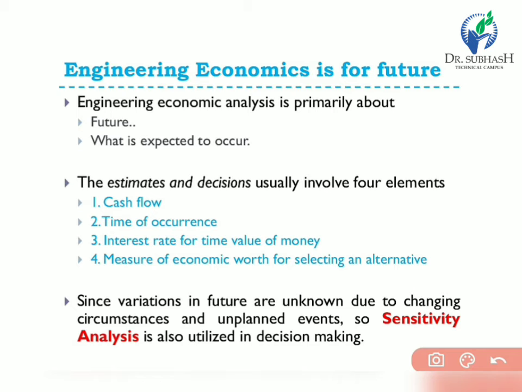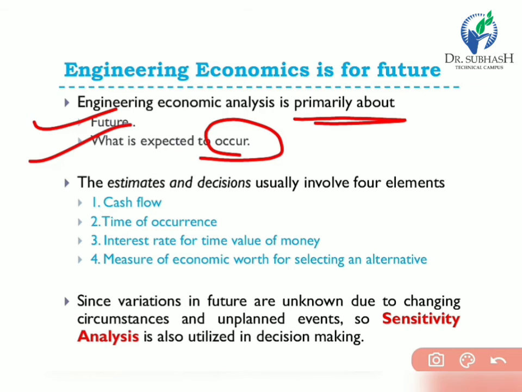Engineering economic analysis is also used for the future. It means that we can estimate future benefits. So it also says that engineering economic analysis is primarily about the future and what is expected to occur. Now, engineering estimation and decisions usually involve four elements. The first one is cash flow. Cash flow means where money comes from, where we need to invest it, and how much benefit we get in how much time. Second is time of occurrence.